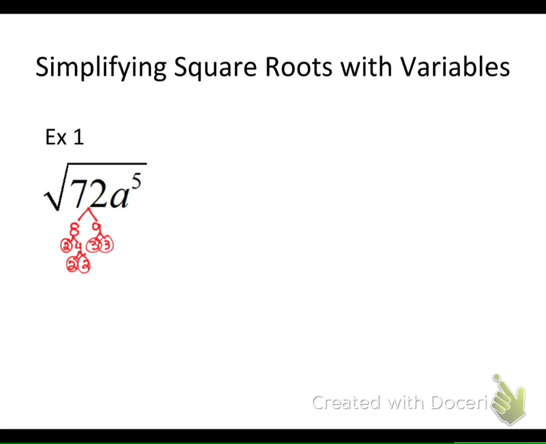Now, from here, we're going to come up. We're going to write our equal sign. We're going to write our square root sign. We're going to first focus on our numbers that we circled. So we're going to write out our factors as normal. 2 times 2 times 2 times 3 times 3.